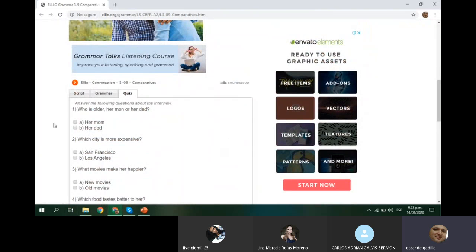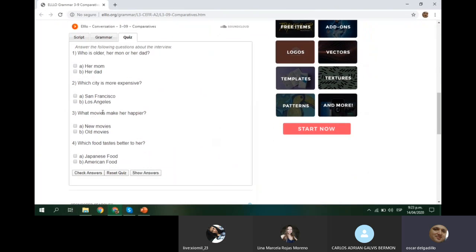Carlos, who is older, her mom or her dad? Her dad, teacher. Her dad is older. Xiomara, which city is more expensive, San Francisco or Los Angeles?